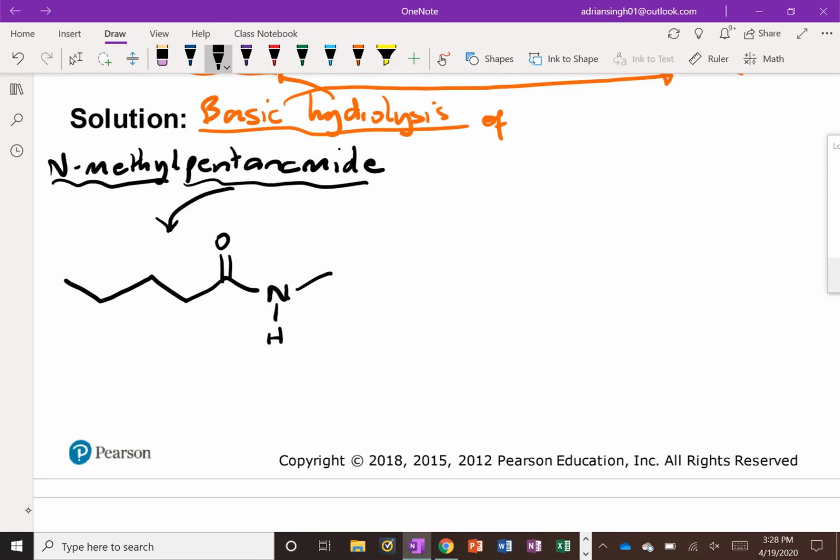So first of all, you need to draw the structure of the amide, before we now subject it to hydrolysis using sodium hydroxide.